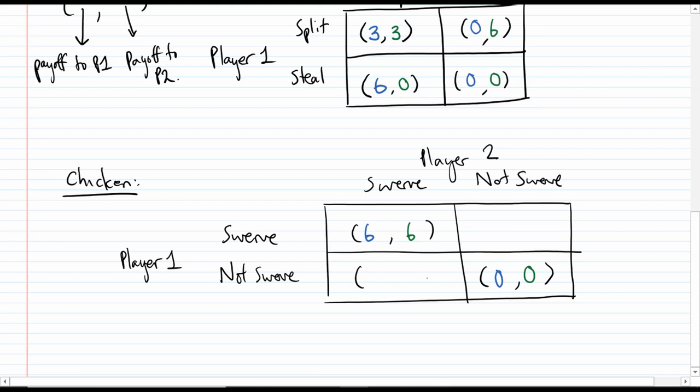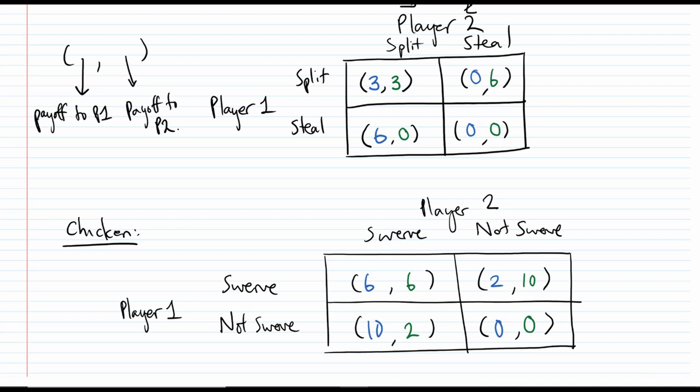And if one swerved and the other didn't, the person who didn't swerve got 10 points, while the person who did swerve got 2 points. So it's 10 and 2 in that corner, but it's going to be 2 and 10 in this corner. So what I'd like to do is take a look at these two payoff matrices for these two different games, talk about similarities but also differences.